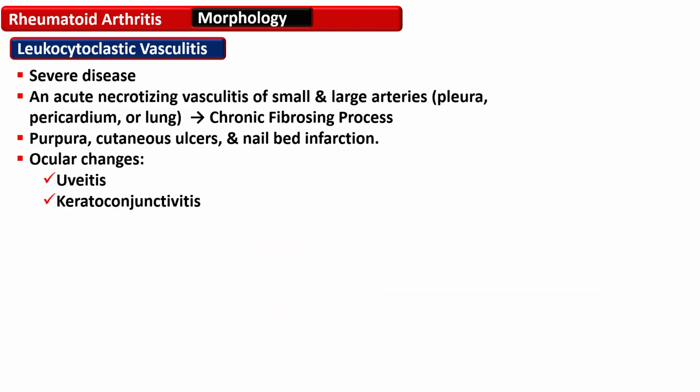The severe form of rheumatoid arthritis is associated with leukocytoclastic vasculitis, in which there is acute necrotizing vasculitis of small and large arteries, and the sites of this are pleura and pericardium, and the lesion is of chronic fibrosing type. Purpura, cutaneous ulcer, and nail bed infarction are also common. Ocular changes are uveitis and keratoconjunctivitis, like that seen in Sjogren syndrome, and are also noted in rheumatoid arthritis.